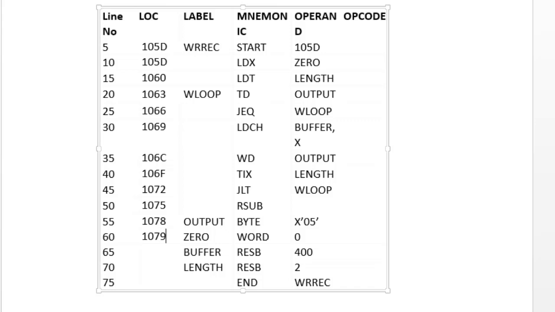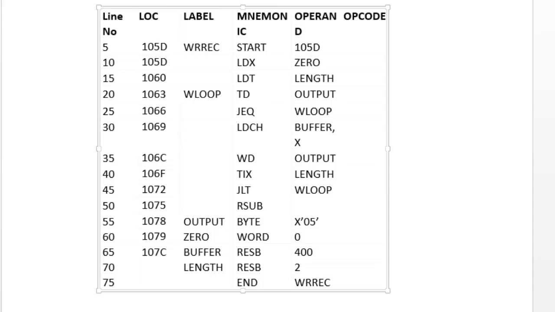Now calculate the next address. How to calculate the next address? What is the next data? We are having 0, WORD, 0. WORD means how many words are we defining here? Only one word. One word means 3 bytes. So again I have to add 3 to 1079. If I add 1079 with 3, I will get 107C, right?